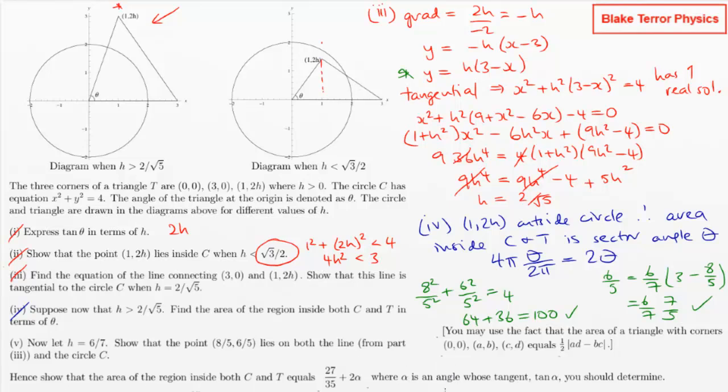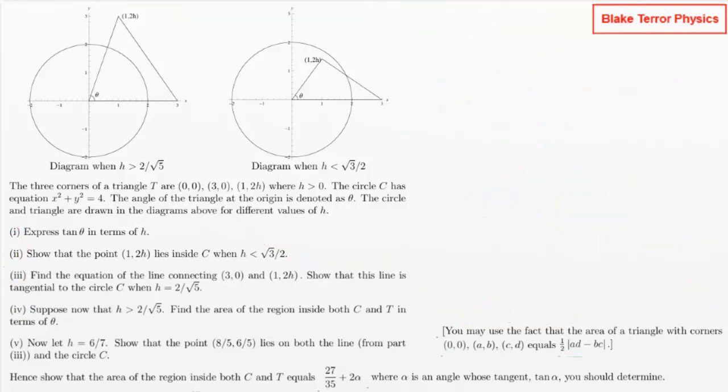Okay. Hence show that the area of the region inside both C and T equals 27 over 35 plus 2 alpha, where alpha is an angle whose tangent, tan alpha, you should determine. And we've got this fact about working out an area of a triangle as well: the area of a triangle with corners origin, A, B, C, D equals that. Right, I'm certainly going to need a new sheet for doing all of this. So how are we going to do this then?